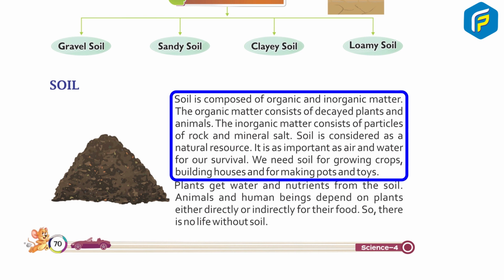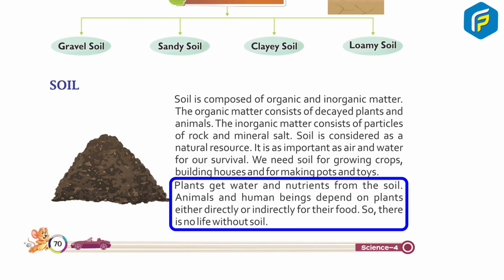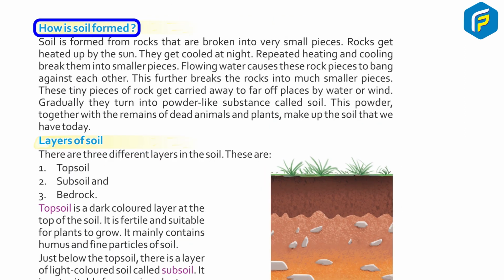We need soil for growing crops, building houses, and for making pots and toys. Plants get water and nutrients from the soil. Animals and human beings depend on plants either directly or indirectly for their food, so there is no life without soil.